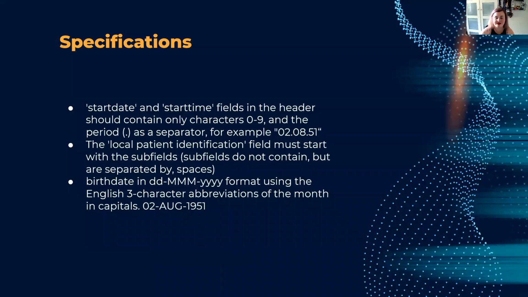Now let's look at some of the specifications, and this is not all of them. This is just a highlight of some of the interesting ones. Now the start date and start time fields in the header will only contain characters from 0 to 9 separated by a period value. So you could use regex to actually search through the files to find these relevant values. There's also a local patient identification.